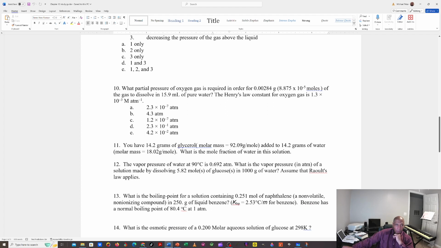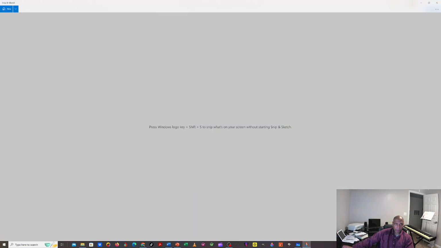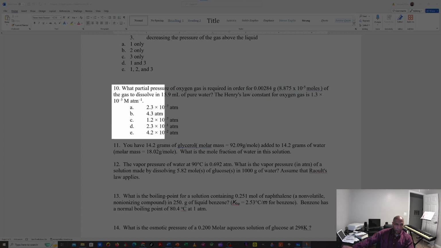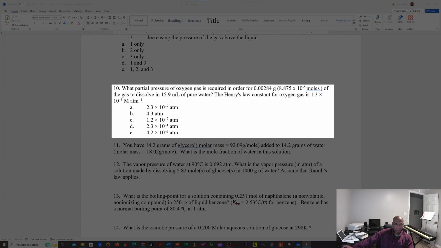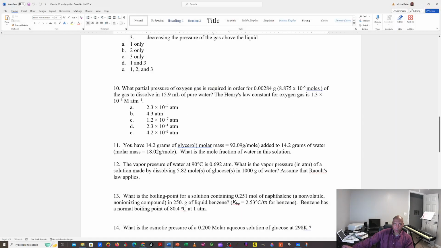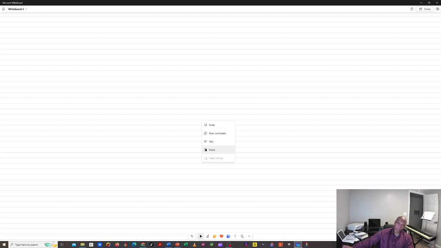Okay, number 10. What partial pressure of oxygen gas is required in order for 0.00284 grams, which is 8.875 times 10 to the negative 5 moles, of the gas to dissolve in 15.9 milliliters of pure water? All right. Let me see. I'm debating whether or not I want to screen snip this. I guess I can screen snip it. I'm going to copy that, and I'm going to go to my whiteboard and hit paste.